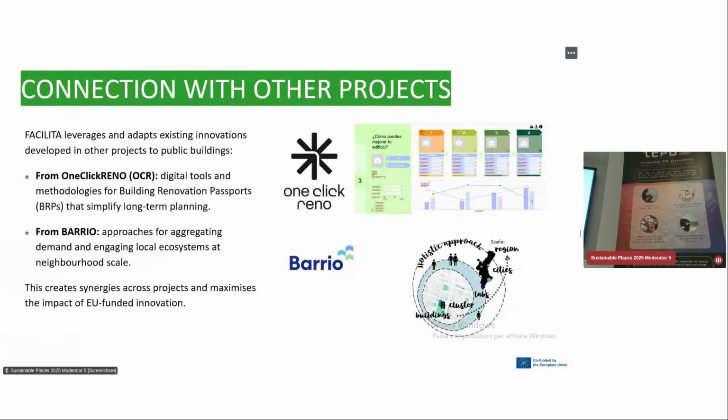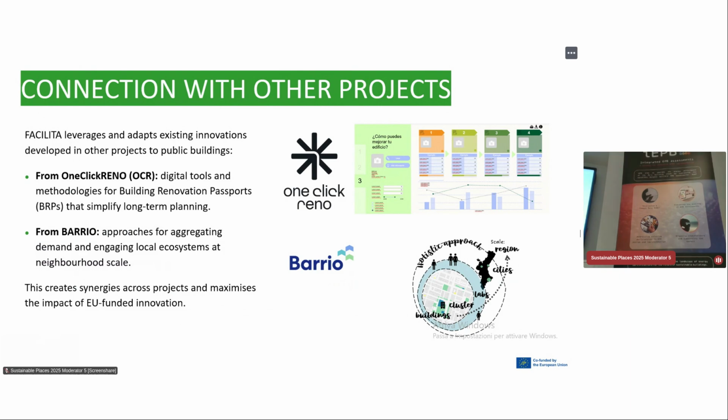And one of the key issues of FACILITA is that we are not creating a tool. What we are going to do is to take advantage of the tools that others are doing in order to adapt them to public buildings. So, for example, we are cooperating with OneClickRENO, the project that was explained by Anna in the first place. They are creating a tool to give advice on the different renovation stages for residential buildings. We are trying to do the same using the same tool, but adapted to public buildings.